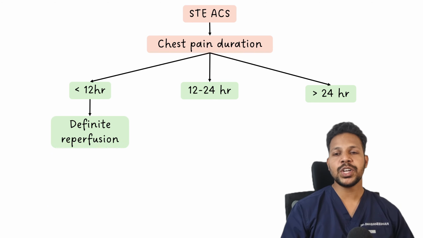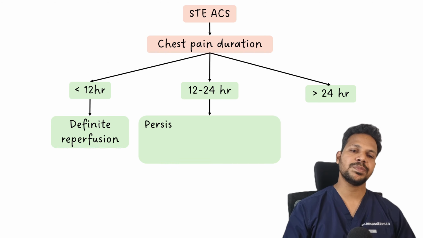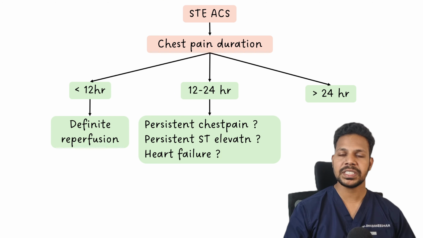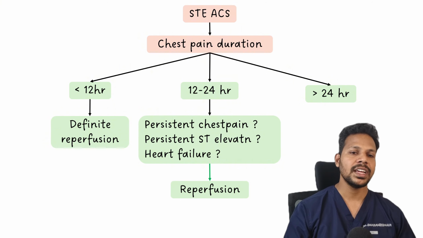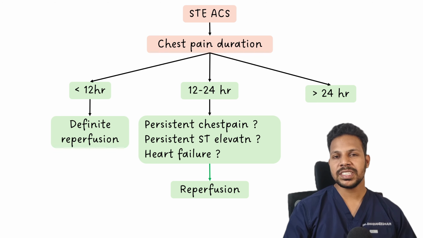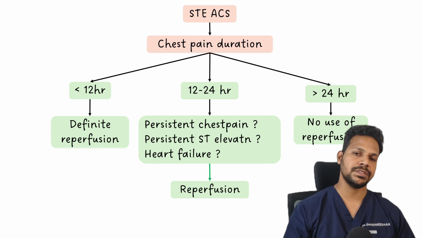If it is between 12 to 24 hours, assess whether the patient is having persistent chest pain. Is there persistent ST elevation on an ECG, or is the patient having heart failure? If any of them is present, then consider reperfusion even between 12 to 24 hours. If the patient's chest pain duration has been more than 24 hours, then there is no use for reperfusion.